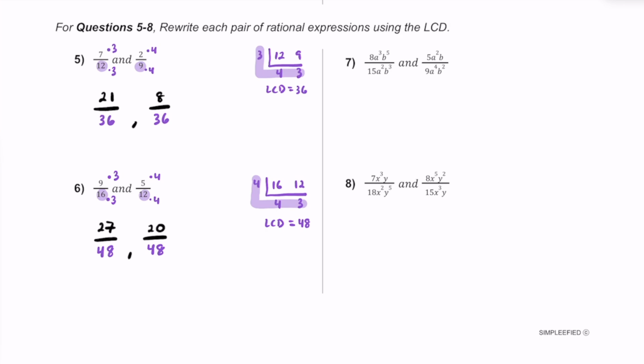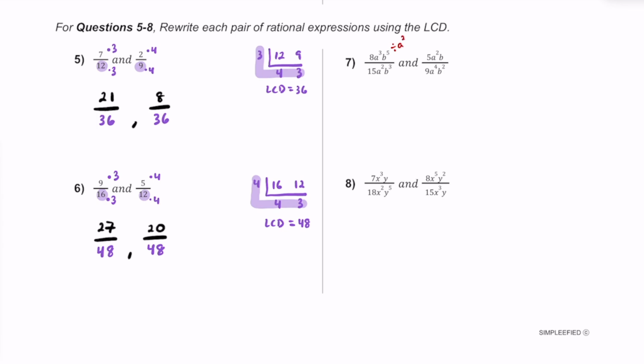All right, moving on to number 7 and 8, we have these rational expressions with these monomials on the top and the bottom. What I'm going to do first is simplify each of these expressions, looking at their common factors, or greatest common factor. So looking at 8 and 15, I think they don't have anything in common, but the a's, it looks like they both have 2 a's, or a to the second power.